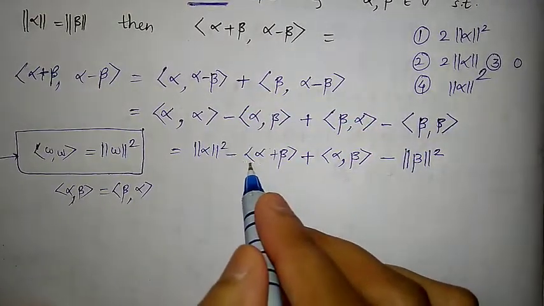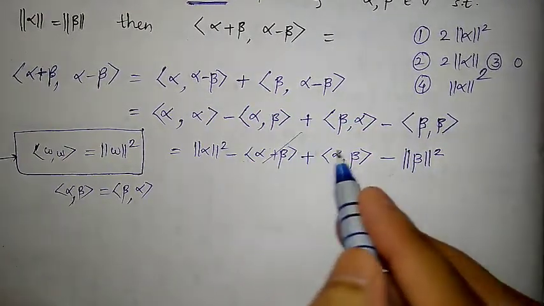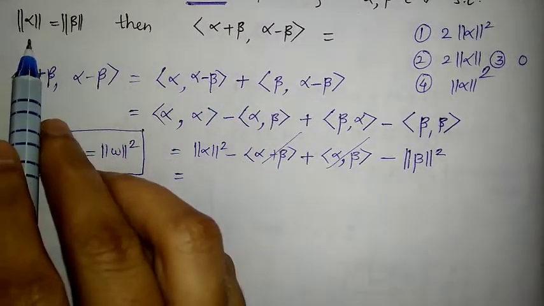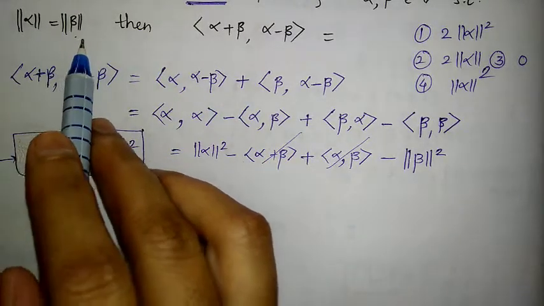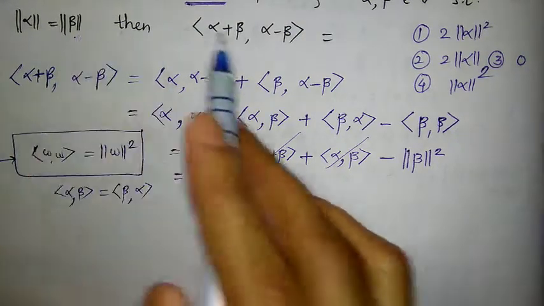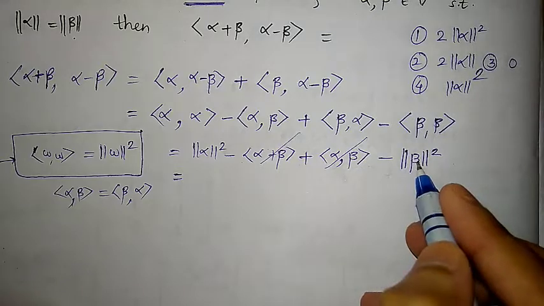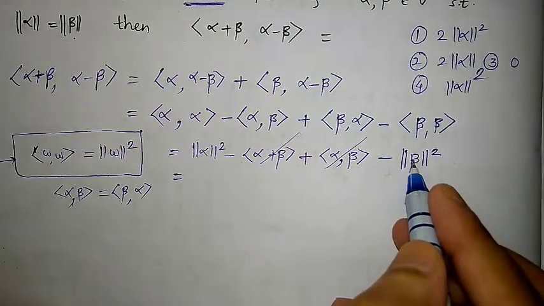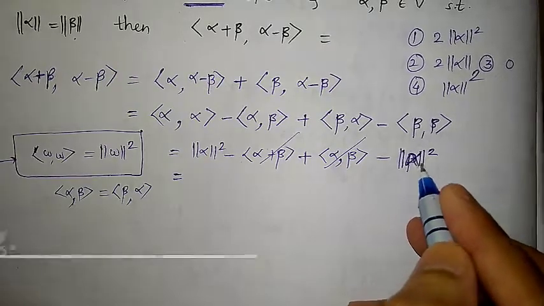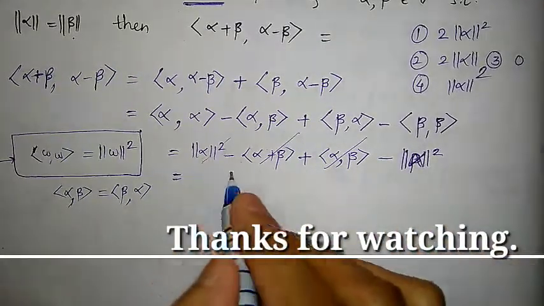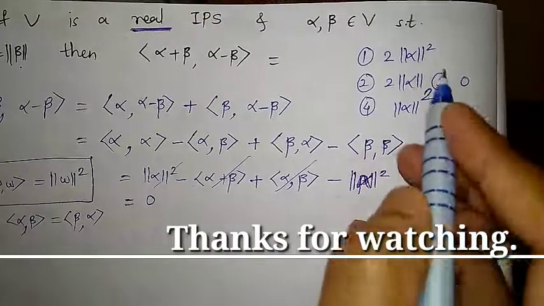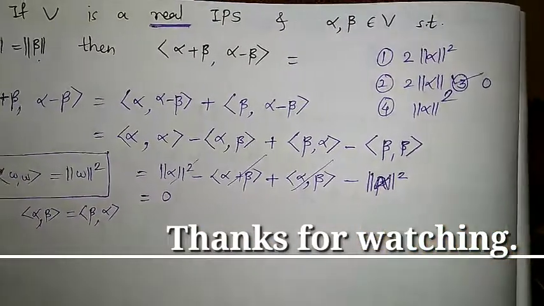Now this is plus minus and this plus, so it cancels, and this is just equal to, now norm of alpha is same as norm of beta, so square on both the sides, norm of alpha square is equal to norm of beta square. So these two quantities are just same, this is plus minus, so this is just norm of alpha square, plus minus get cancelled, and this is 0. So this third option is the correct option. Thank you.